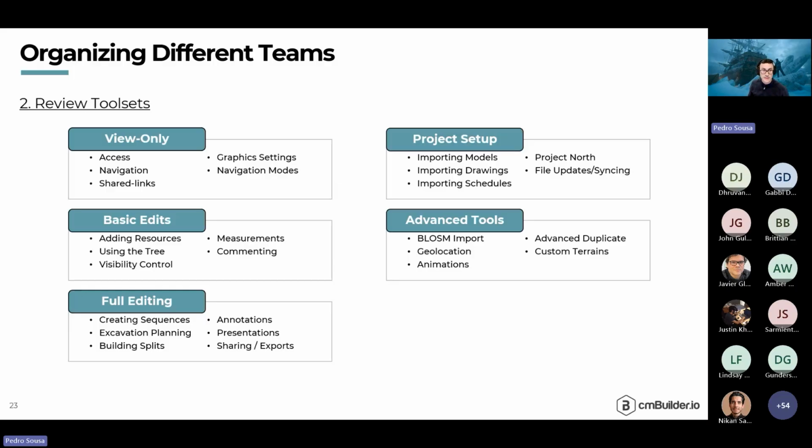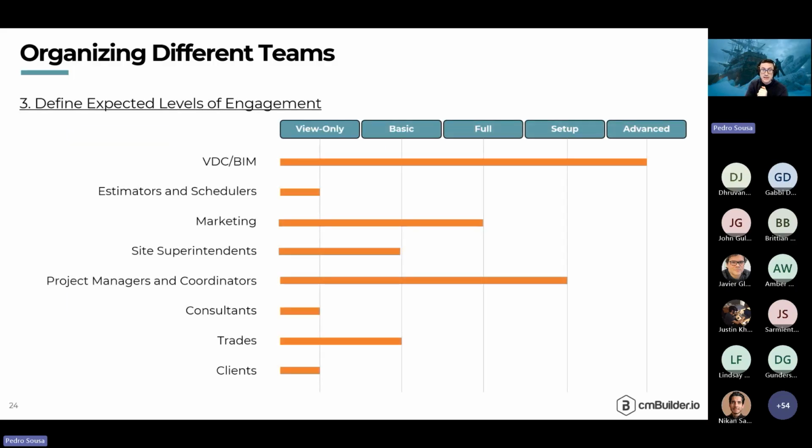From here onwards, you define the level of engagement that you expect from those teams. So for example, the VDC BIM team will go all the way to the advanced tools. They need to know how to use every single tool in cmBuilder. But maybe the estimators and schedulers will work only with viewing capabilities, or they can work to the point where, in the project setup, they will be importing the schedules and updating the schedules and something like that. The marketing team can have full capability of editing everything, so they can touch up different elements in your view, create annotations and things like that.